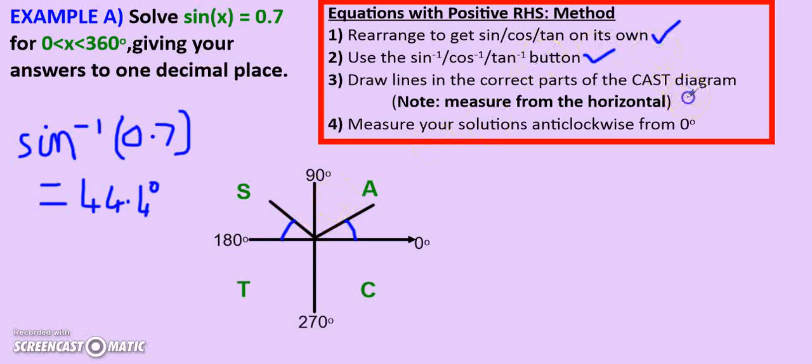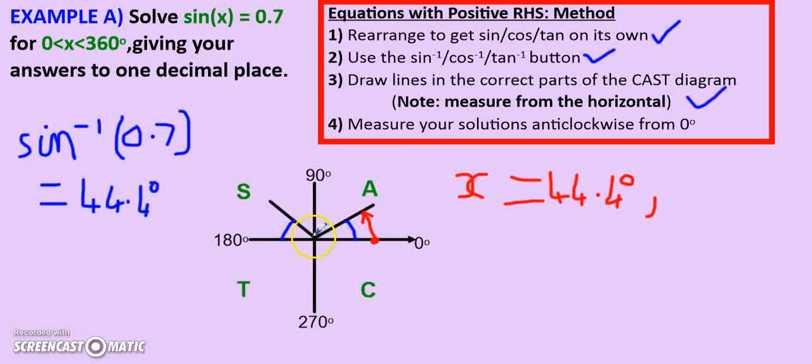Now that we've drawn our lines, let's measure our solutions. What we want now are the actual values. There are going to be 2 of them, one for each line on the cast diagram that we've drawn. So I'll separate those with a comma. And what we do is we measure anti-clockwise from 0. So we go from 0 up to this line. Well, I said before that this angle here is 44.4, so from 0 up to there just gives us the answer that our calculator gave us earlier. So one possible value of x is 44.4 degrees.